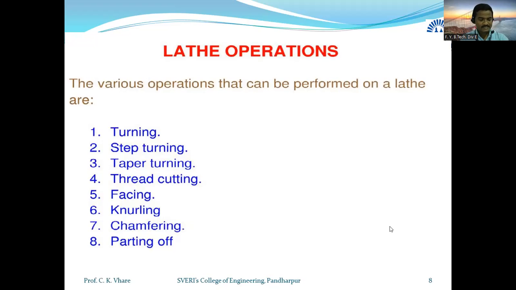Various operations can be performed on the lathe machine. If you see the list, first is the turning operation, second is step turning, third is taper turning, fourth is thread cutting, fifth is facing operation, then knurling operation, chamfering operation, and parting off, meaning parting operation. These are the different operations performed on the lathe machine. Just list out these operations.